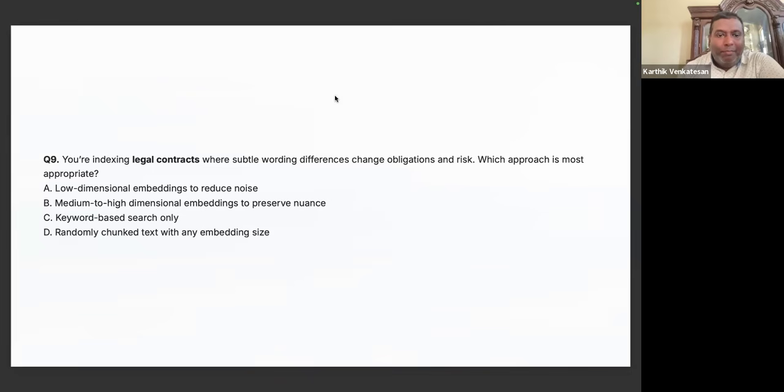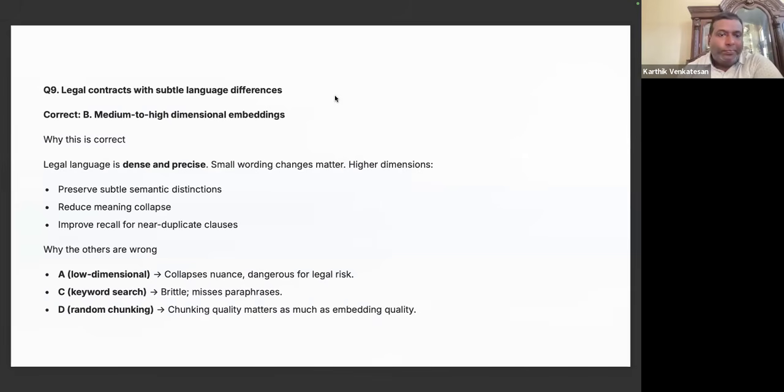Okay, if you said B, yeah, that's the right answer. Because when it comes to legal contracts, accuracy matters. Otherwise, lawyers can get sued, companies can get sued. So you'd rather spend more money on storage and computation so that accuracy is preserved at 97% or more.